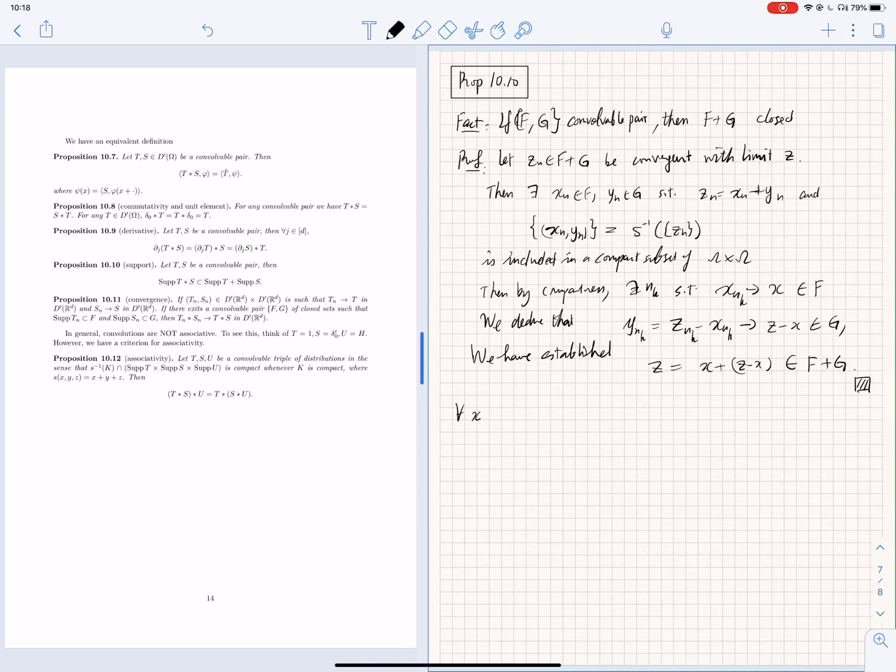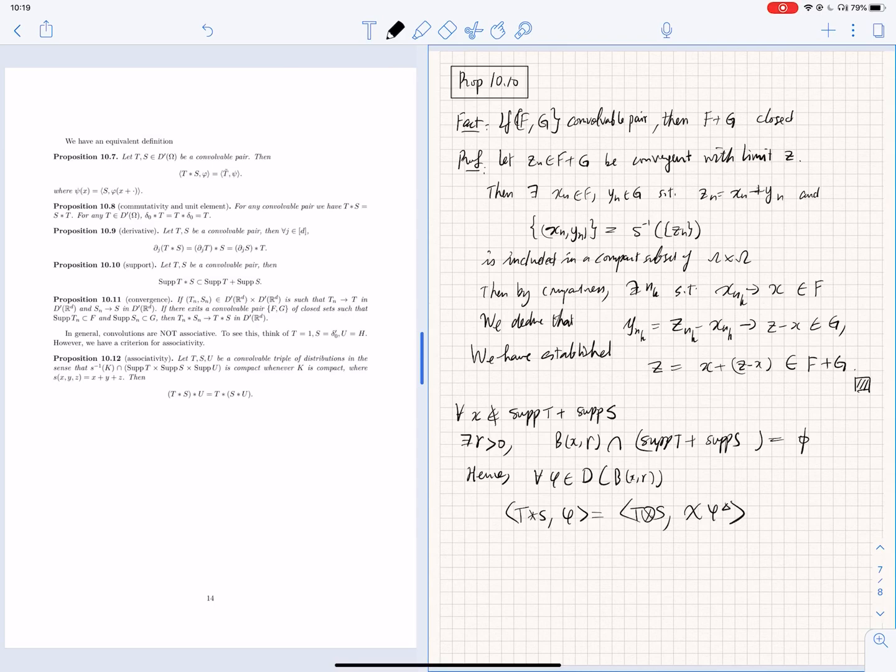So we first consider any x which is not in the right hand side. Our goal is to show that it does not belong to the support. Since the right hand side is really, well, not a compact set, but it is a closed set, we can find an R positive such that a ball centered at x with radius R intersecting this sum of the two supports is empty. Okay, this is by closedness. Hence, for any phi test function with support in B(x,R), T convolved with S applied to phi, which is T tensor S applied to chi phi delta, must be 0.